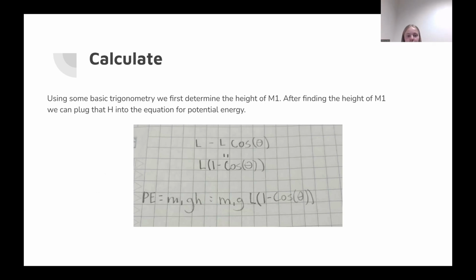Okay, so for calculations, we did some basic trig to first determine the height of M1, ball 1. And after finding the height of that, we can plug that back into the potential energy equation to find H. And here we have a little bit of calculations for that.